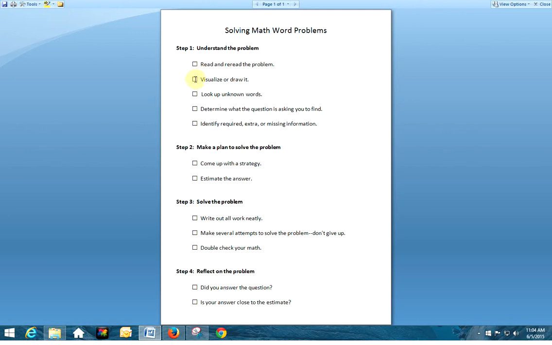Next, visualize or draw the problem. I highly recommend this step and I do it all the time. It's a way to represent the problem in a way that makes sense to you.